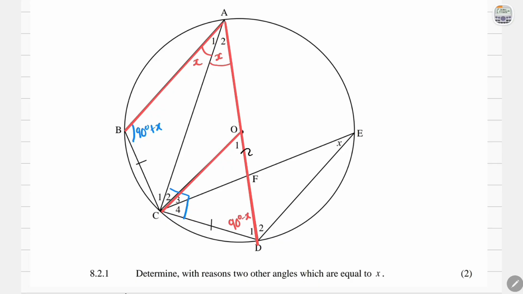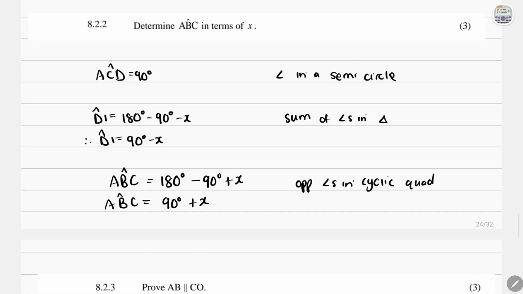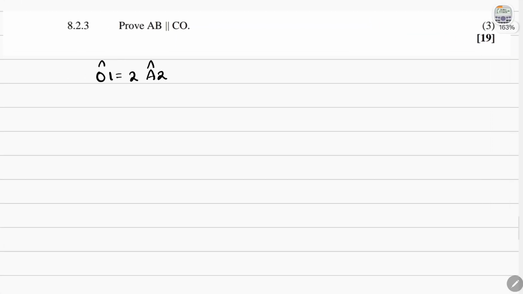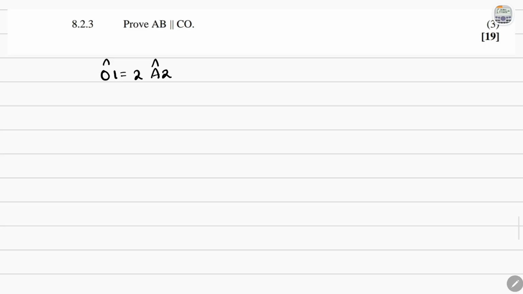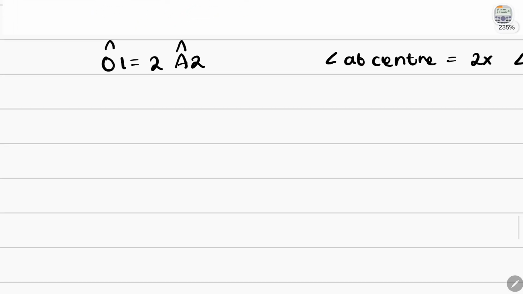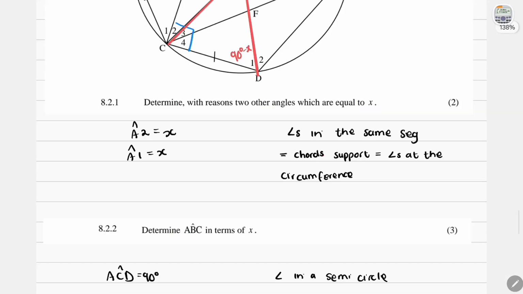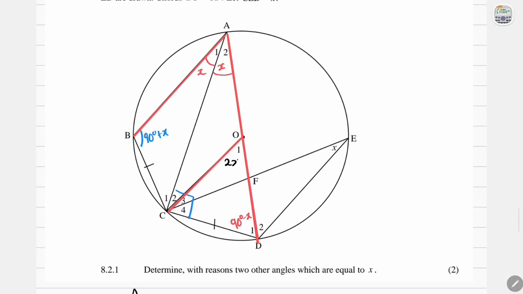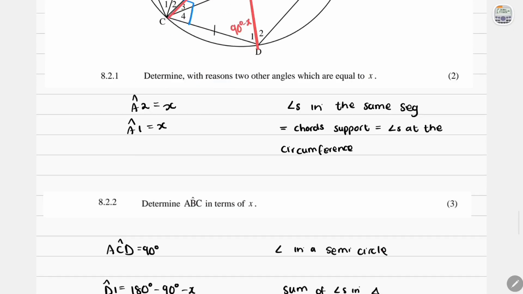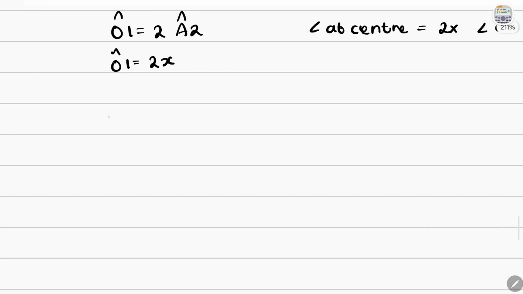So let's say that angle O1 is twice the size of angle A2, which is equal to x. And of course this is because of the angle at the center being twice the angle at the circumference. So that means that angle O1 is equal to 2x. Since this is equal to 2x, we can see that this angle ABD is also equal to 2x, so they are equal. So let's just say angle ABD is equal to 2x, so therefore they are equal.